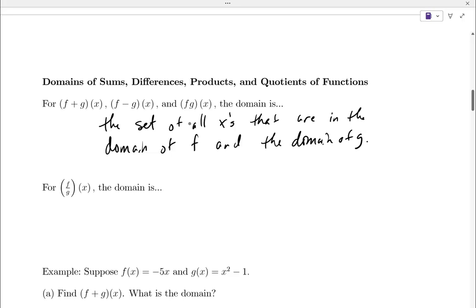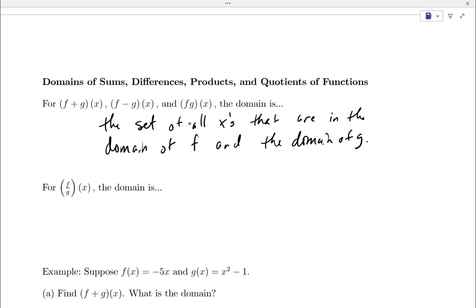Nothing else is going to go wrong, right? When I do a sum of things, I don't have any issues. When I do a difference of things, I don't have any issues. When I do a product of things, I don't have any new issues, I guess I should say. I still have to worry about things like taking square roots of negatives or dividing by 0, but I don't introduce any square roots or divisions when I do these three operations, right?